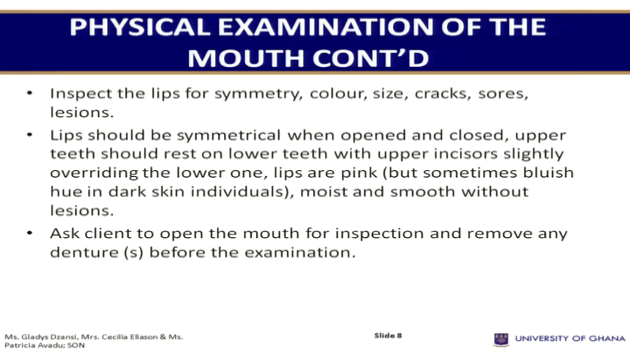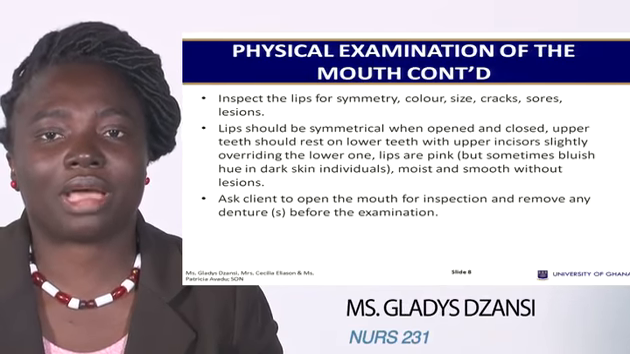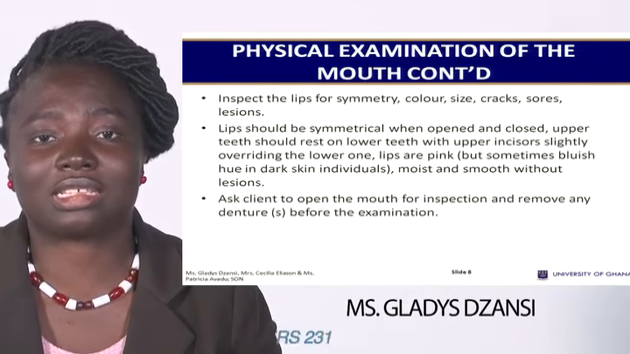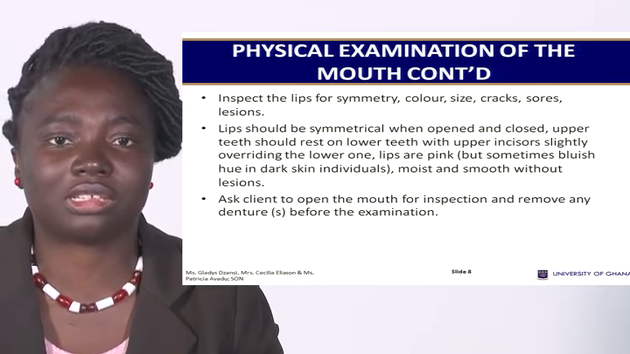Start the examination by inspecting the lips of your patient, noting the color and the size. Note if there are cracks and sores. Ideally, the lips should be symmetrical when open and closed, and the upper lip should rest on the lower teeth, with the upper incisors slightly overriding the lower ones. The lips should be pink, but sometimes there is a bluish hue in persons who are dark skinned. The lips should also be moist and smooth without lesions.